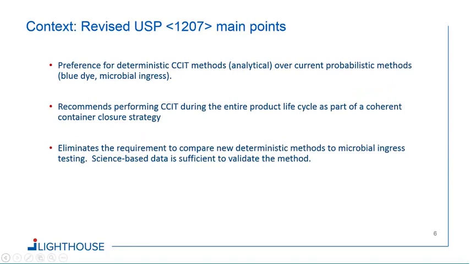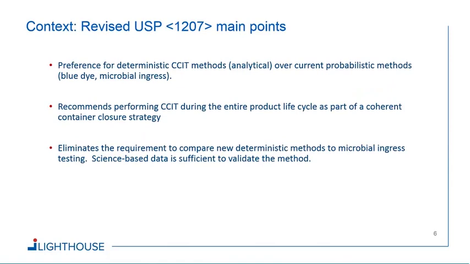We could have a whole webinar on USP 1207. In fact, we've done that in the past. If you're interested in watching that, I believe that we have copies of that webinar posted on our resource page on our website. But if I would summarize some of the three main points from this chapter, I would perhaps choose the following. There is clearly a preference for what the chapter calls deterministic CCI test methods, and these are mostly analytical, physical test methods.